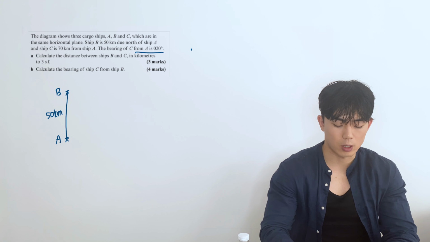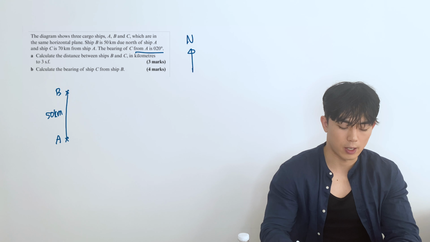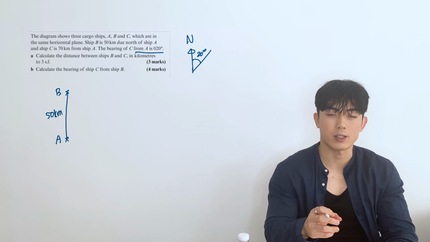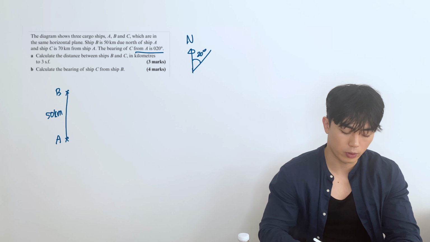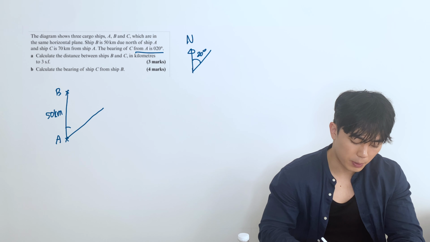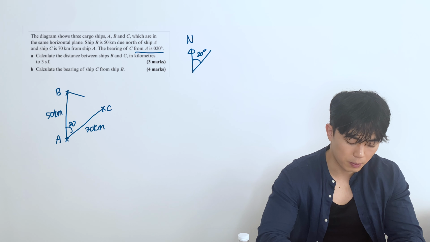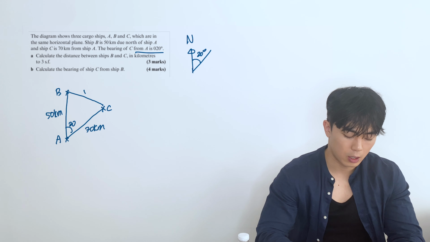So remember, bearings are always relative to the north side. So 020 would be an angle of 20 degrees like here. Bearings are always measured clockwise relative to the north. So this is going to be 20 degrees, and this is going to be C, and the length is 70 kilometers. And they're asking us to calculate the distance between B and C, like this one.